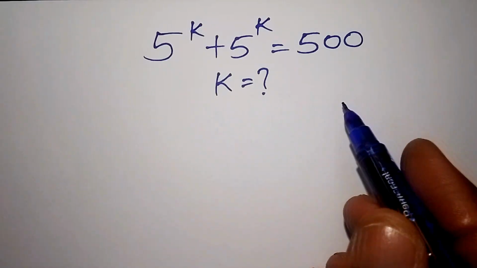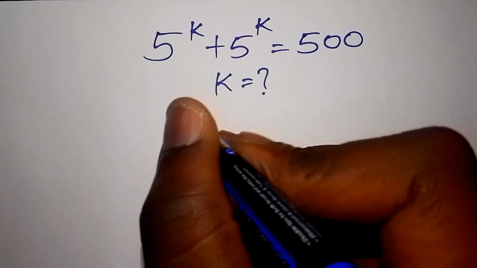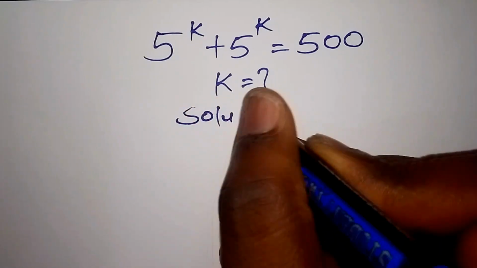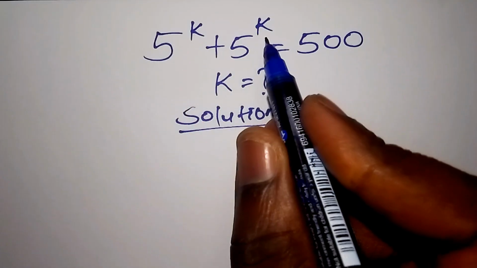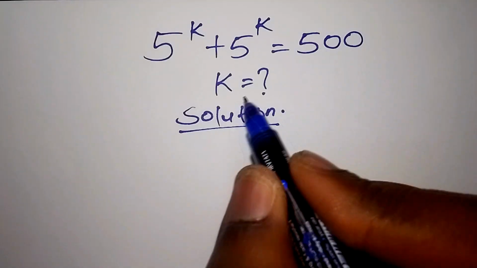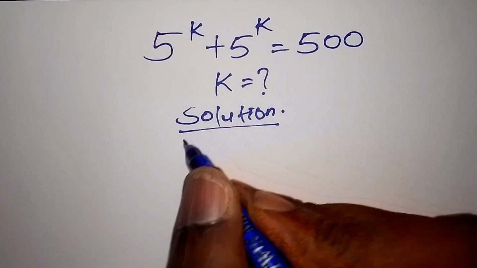Simplify this maths problem. Worry not, let's work it out within the shortest time possible. So, solution: we have 5 to the power of k plus 5 to the power of k is equal to 500. We are asked to solve for the value of k. The first thing you need to do is to simplify.